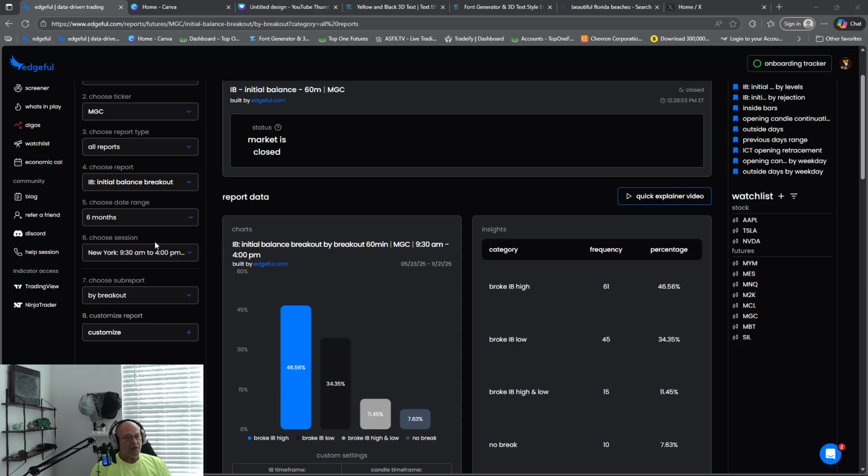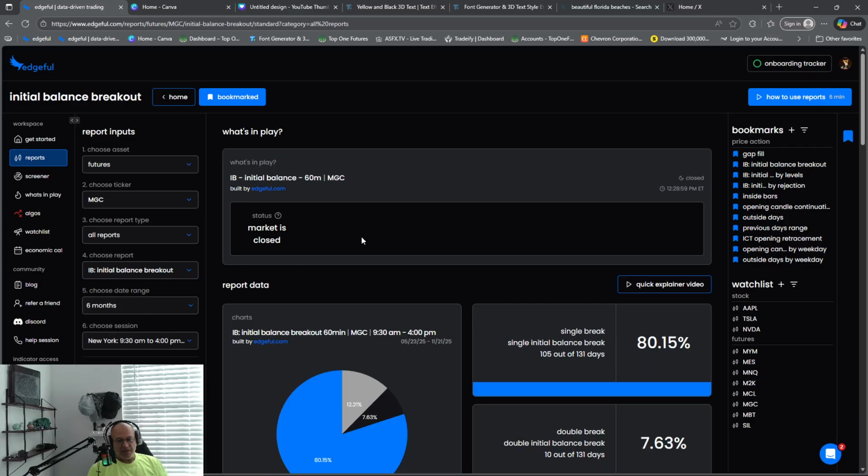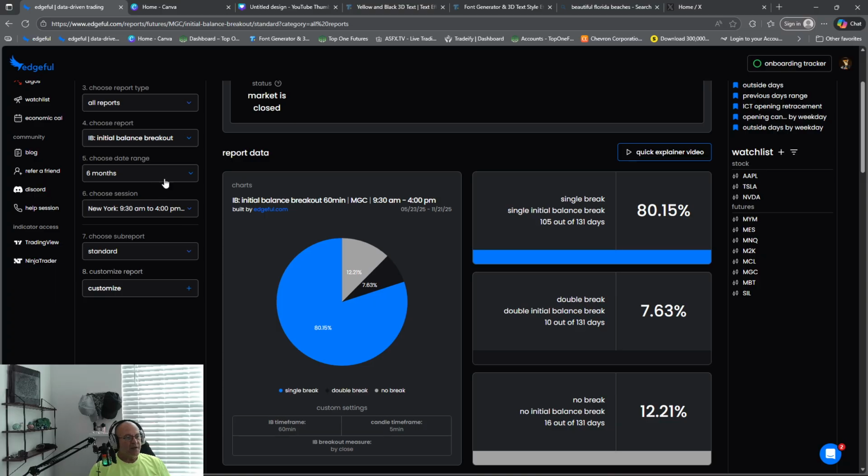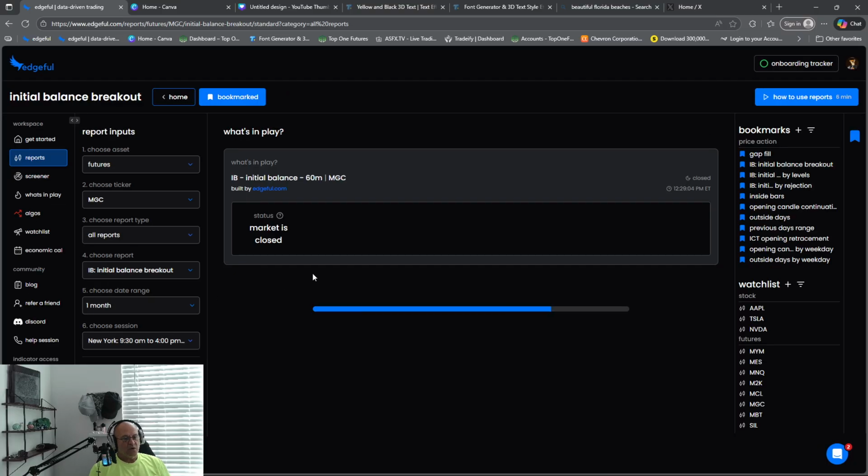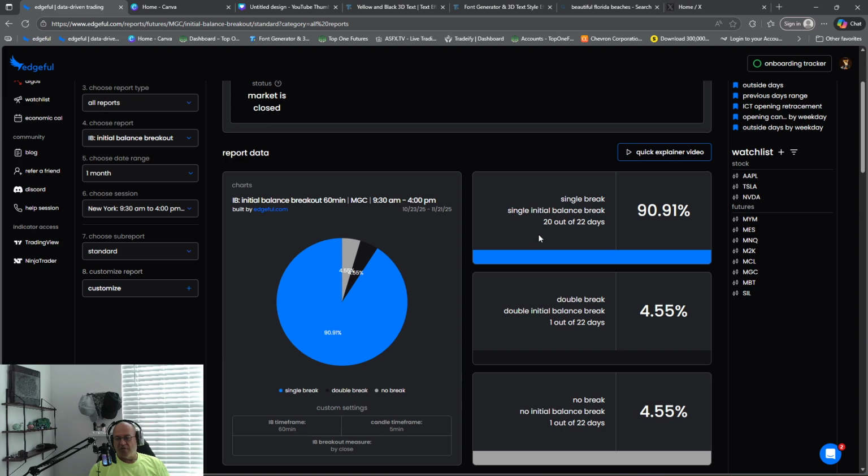We saw that we wanted to trade gold, and we saw that based on the standard report over the last 1 month of data. Okay, which over the last month has been extremely high. Now that may be a short-term trend, but when we see these kinds of numbers, we want to give it a shot and see if we can catch that trend continuing a little bit. So we want to trade the initial balance breakout on gold.